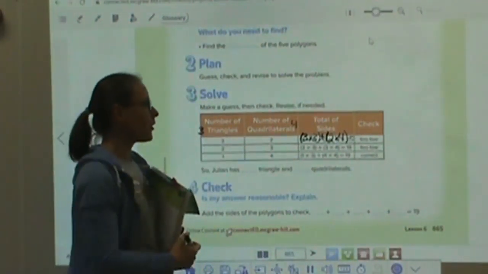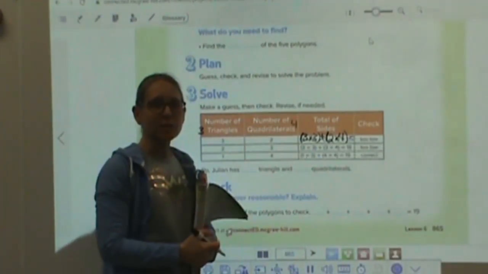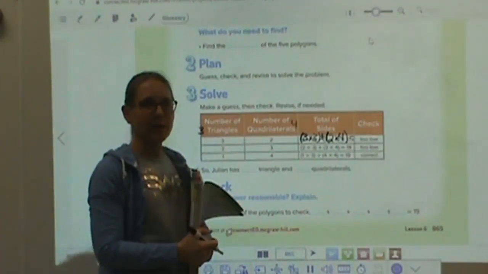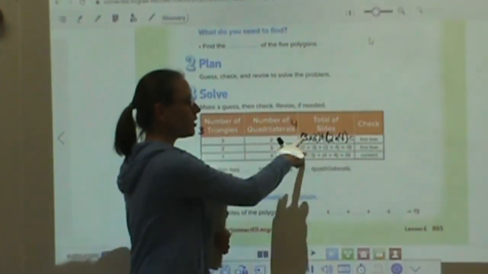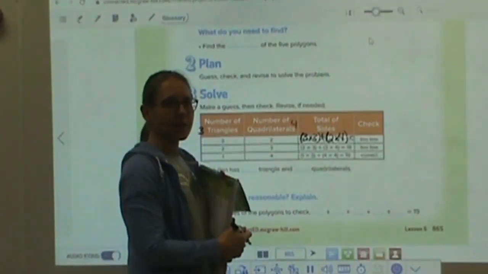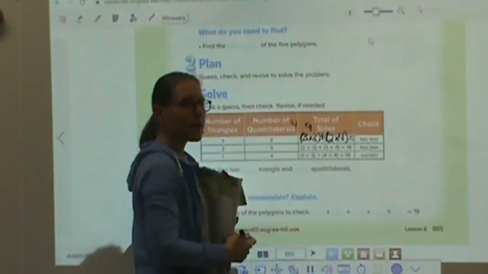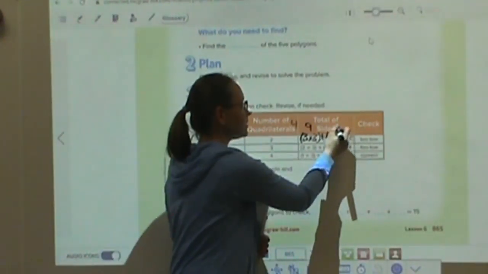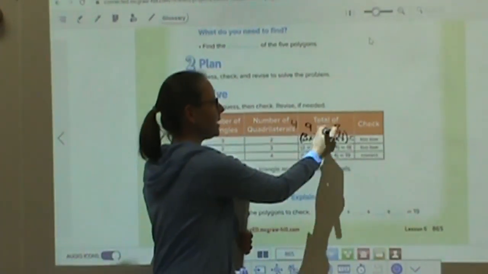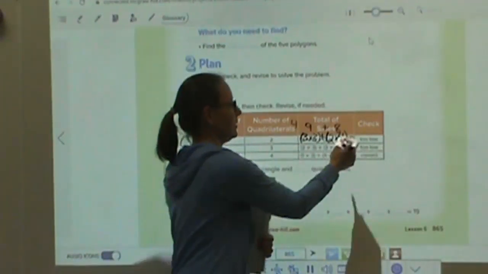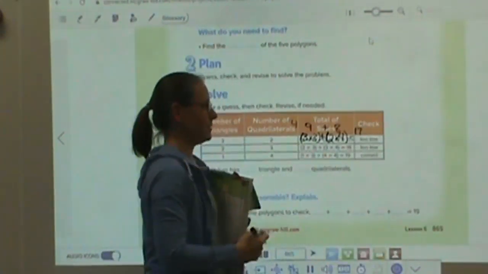Now you remember from order of operations that we do our multiplication first and then addition. So let's solve within the multiplication parentheses here. 3 times 3 is 9. 2 times 4 is 8. 9 plus 8 is 17.